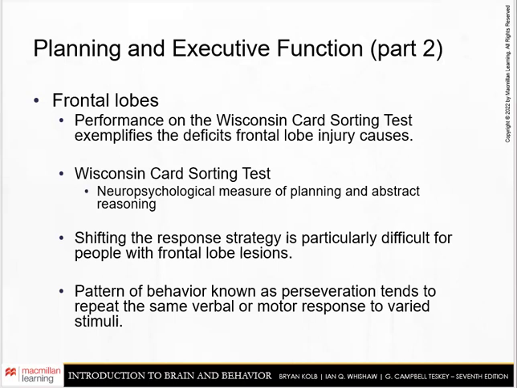For individuals who may have damage to the frontal lobes, their performance on the Wisconsin card sorting test exemplifies the deficits that frontal lobe injury causes. The Wisconsin card sorting test is a neuropsychological measure of planning and abstract reasoning. It requires shifting response strategy, which is particularly difficult for people with frontal lobe lesions. The pattern of behavior known as perseveration is the tendency to repeat the same verbal or motor responses to varied stimuli.